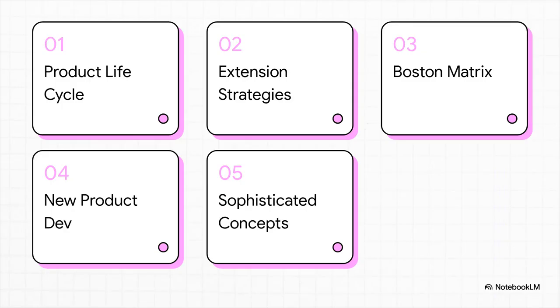Here's our roadmap to bridge that gap between basic theory and level 5 exam application. We'll cover product lifecycle dynamics, strategic extension strategies, the Boston Matrix, new product development, and finally, mastering sophisticated concepts. Let's get right into it.